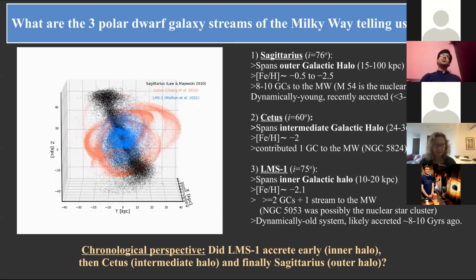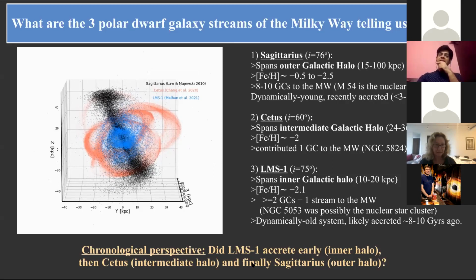So one of the things that I'm trying to understand, and it would be nice to finally have some opinion from the audience on what they think, is whether these observations of streams can be put in some chronological perspective, in the sense that we know that Milky Way mass galaxies form inside out, with an inside out growth.